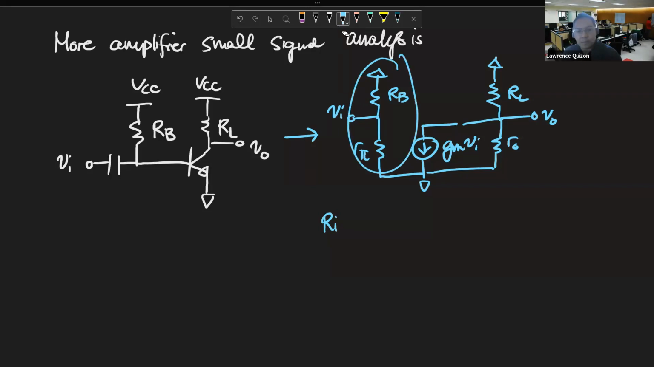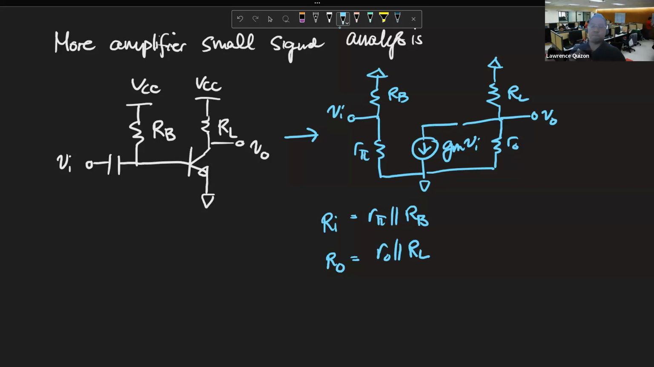If you remember, all this really does is turn the input resistance into a parallel, so R pi parallel RB, and the output resistance also turns into R out parallel RL. The overall gm stays just gm. And now the gain is negative gm times R out parallel RL.